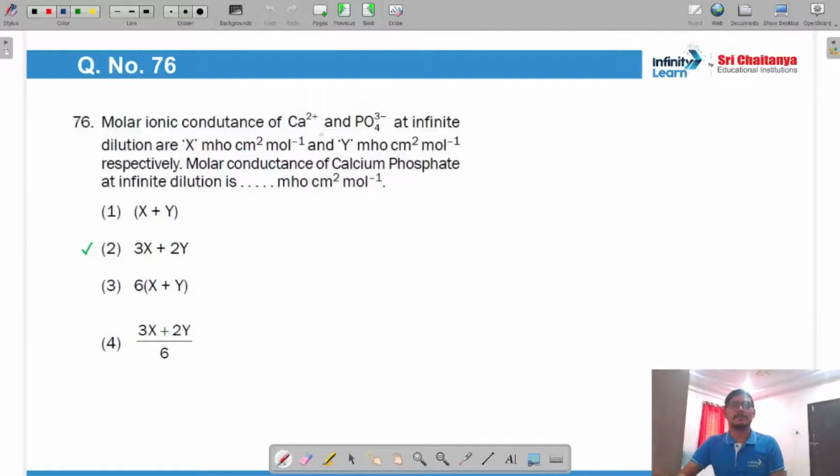Molar ionic conductances of calcium and phosphate at infinite dilution are X and Y. So what is the molar conductance for calcium phosphate? So guys, it's simple. Calcium has 2 plus charge, phosphate has 3 minus charge. If you write the formula unit of the compound, that would come out to be calcium thrice and phosphate twice. So thrice the ionic conductance of calcium, which is 3x, plus twice the ionic conductance of phosphate, which is 2y. 3x plus 2y is going to be the correct answer.